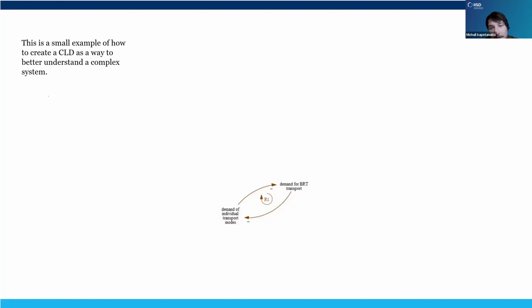So here we start with a first and a more simple relationship. So we have a demand for bus rapid transport means less demand for individual transport modes and vice versa.